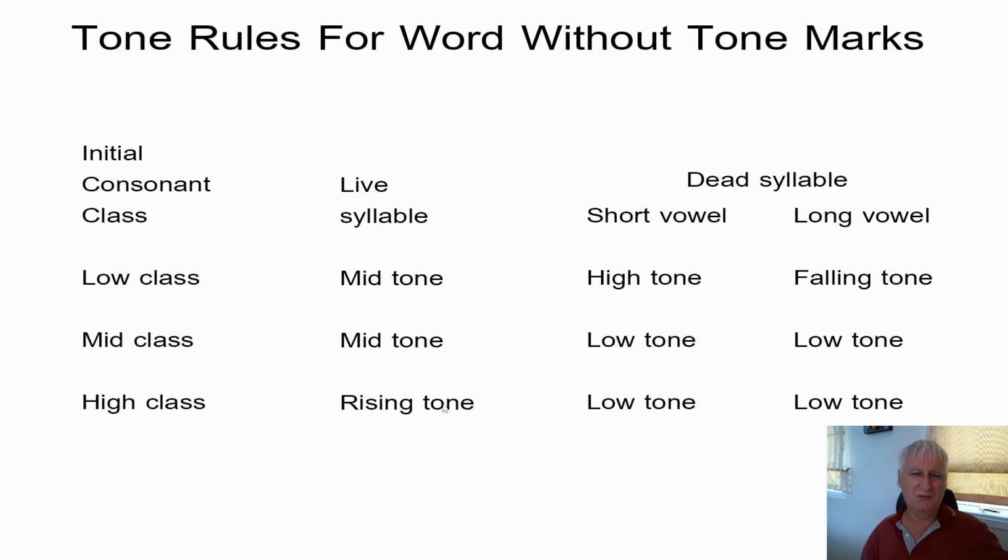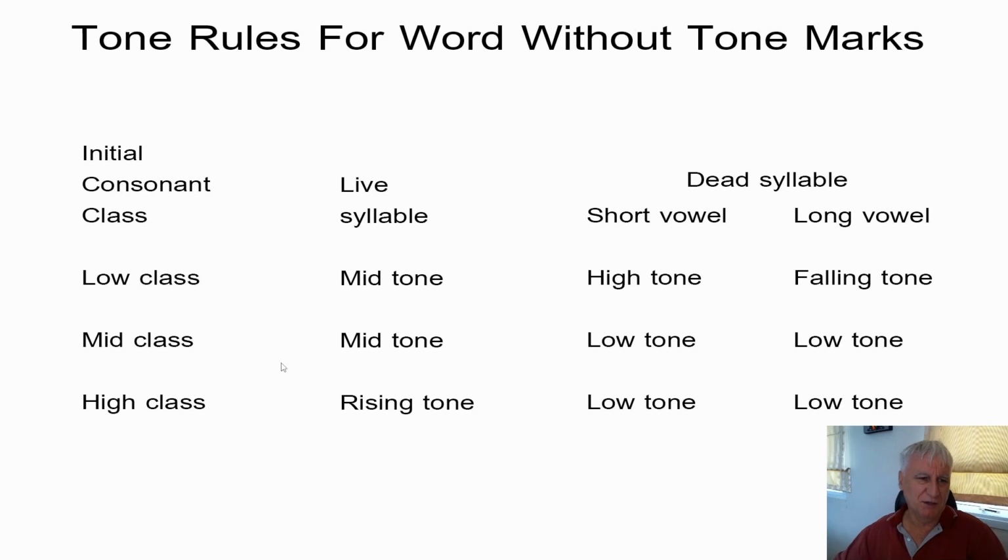Welcome back to the second tutorial on determining the tone of Thai words from the original spelling. In the previous tutorial we looked at words with tone marks, but not all Thai words have tone marks, but they do all have tones. And so for those words without tone marks we need a separate set of rules, and here are the rules.